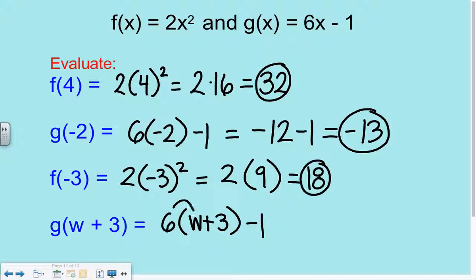Remember, your first step on this one is to distribute. And you have to combine like terms.